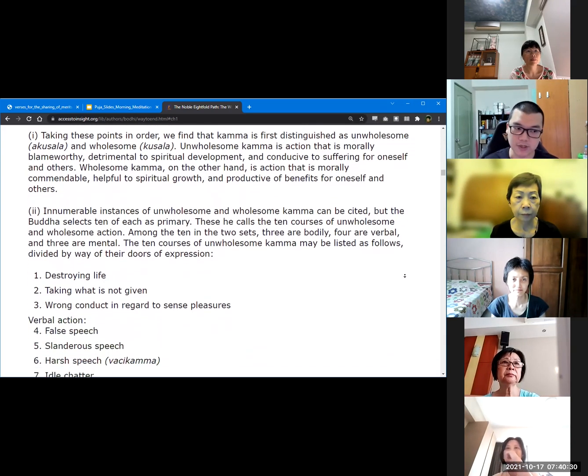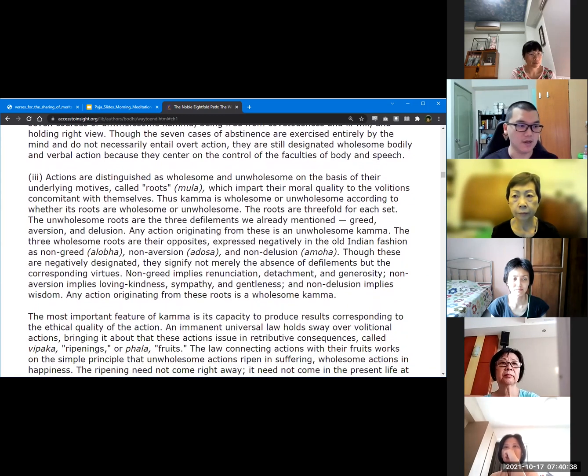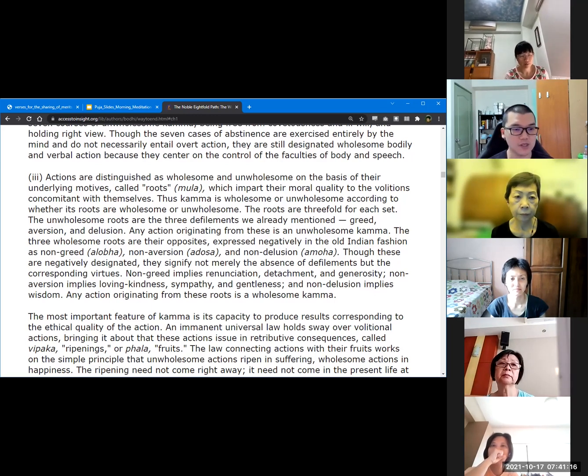So as usual, I will begin to read first, and then I will pass it to someone else. Actions are distinguished as wholesome and unwholesome on the basis of their underlying motives called roots, mula, which impart their moral quality to the volitions concomitant with themselves. Thus, karma is wholesome or unwholesome according to whether its roots are wholesome or unwholesome. The roots are threefold for each set. The unwholesome roots are the three defilements we already mentioned: greed, aversion, and delusion. Any action originating from this is an unwholesome karma.